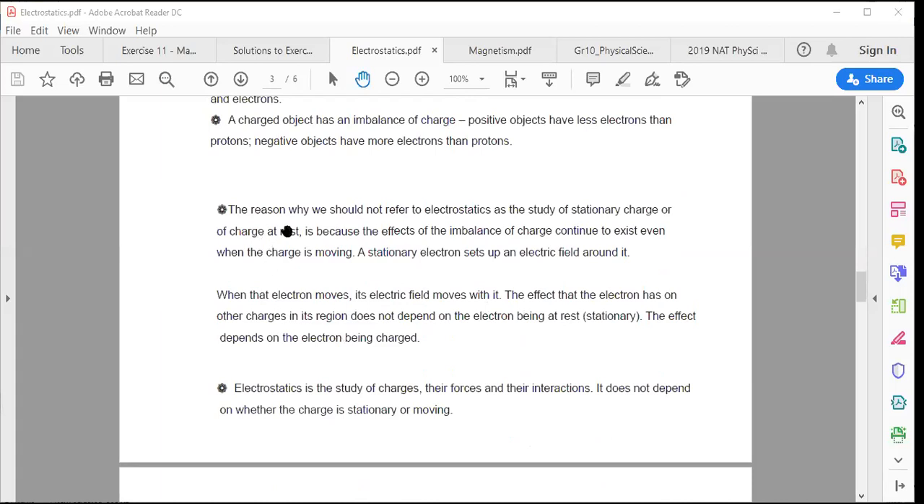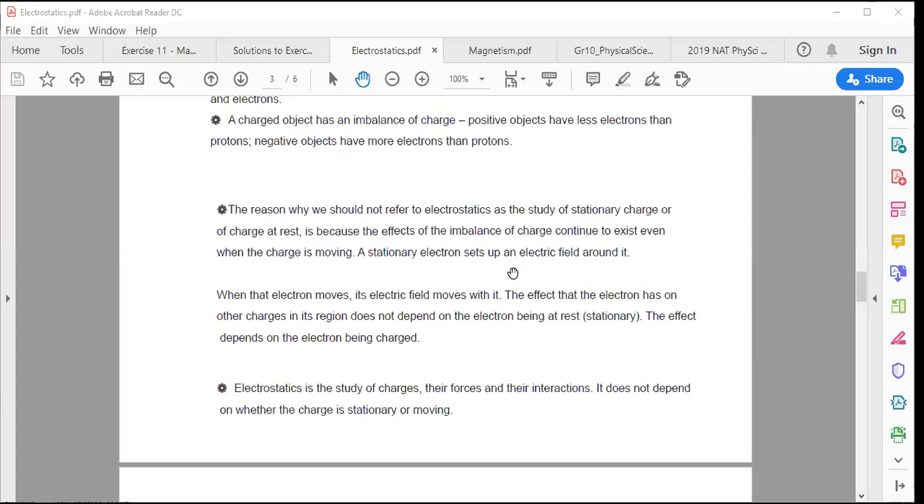Then the next one, the reason why we should not refer to electrostatics as a study of stationary charge or charge at rest is because the effects of the imbalance of charge continue to exist even when charge is moving. So that imbalance even continues when charges are moving. So to say charge that is stationary, that's not 100% true, right? So the best way is to say there's an imbalance of charge.